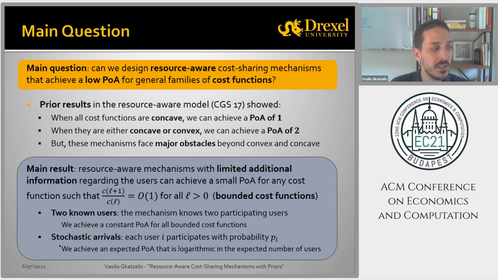And then we also consider the setting where we don't really know anyone in the system, but we have a probability with which they are participating. And in that case, we achieve an expected price of anarchy that is logarithmic in the expected number of users.